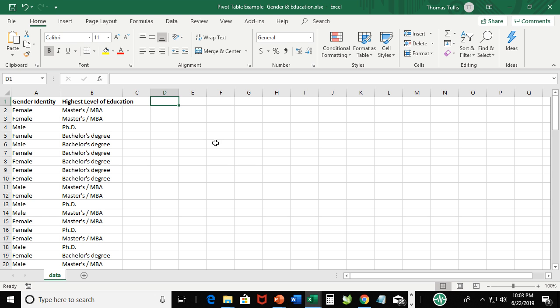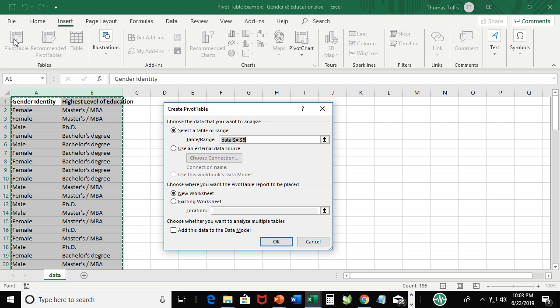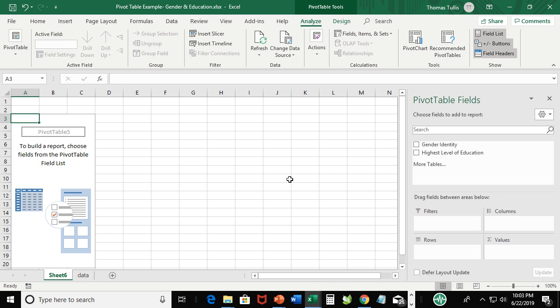And what I'm curious about is, is there a difference in the highest level of education based upon gender? And that is something that a pivot table can help us to determine. So I'm going to select these two columns. I'm going to go up to Insert Pivot Table, and all of these defaults are fine. And it's now created a blank pivot table for me.